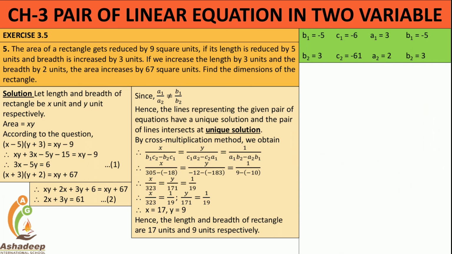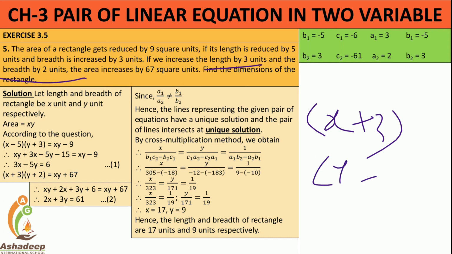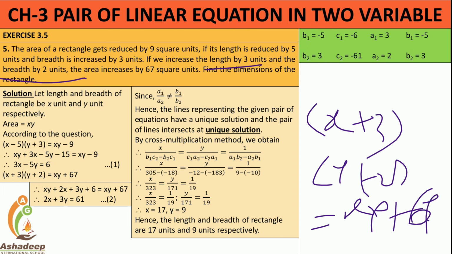Okay, another equation, that is, if the length is increased by 3, so x plus 3, and the breadth is increased by 2, so y plus 2. So at that time, the area is increased. So xy is the area. The area is increased by this 67 square units. And if you make the simplification, you will get equation number 2, and here you will get equation number 1.